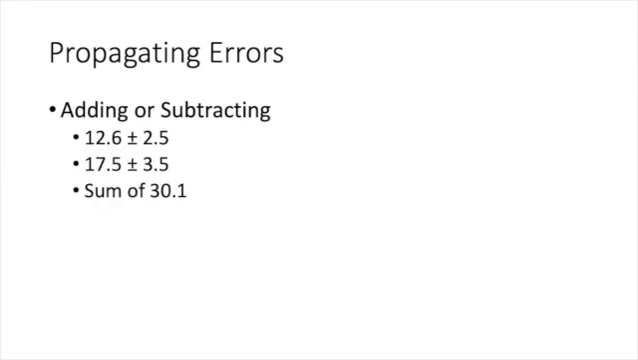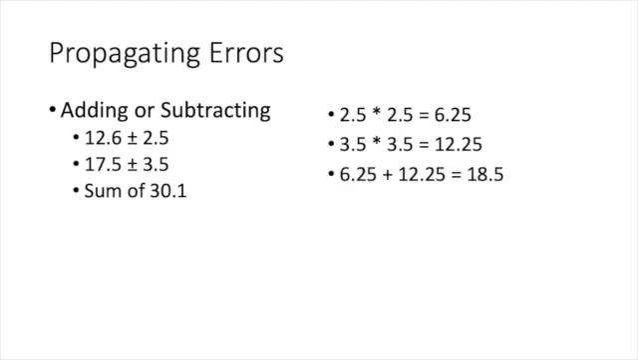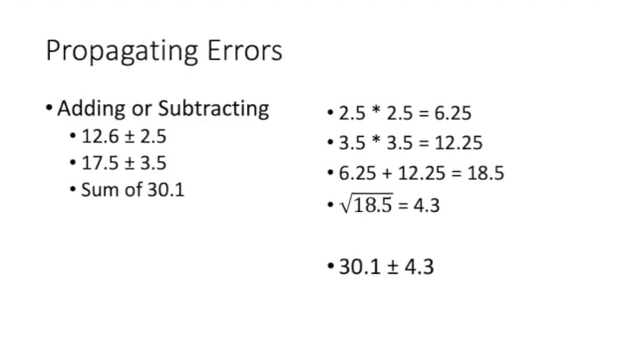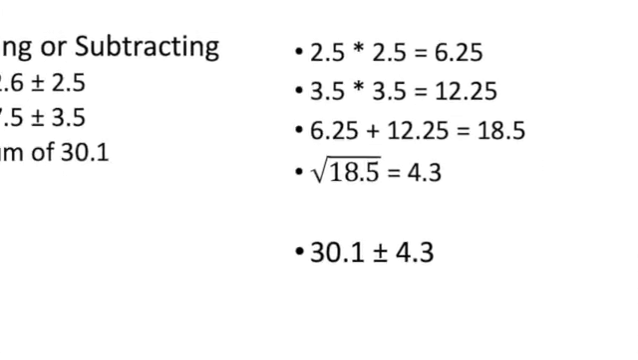So, if we had these two measurements that sum to 30.1, we would square their respective errors like this, add those results together, then take the square root of the result. Finally, we'd report the result of our sum as 30.1 plus or minus 4.3.